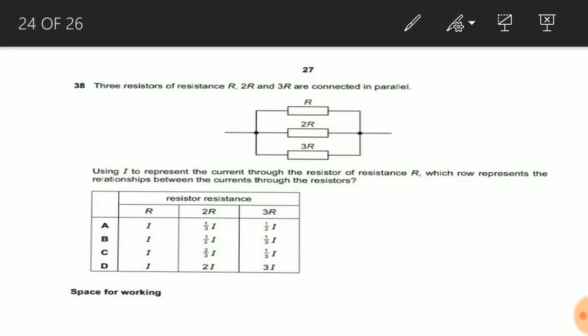This is also an important question for you. Here is R, here is 2R, and here is 3R. They are in parallel combination. The basic feature of parallel combination is that voltage across R, voltage across 2R, and voltage across 3R must be the same. If voltage in R is some 5 volt and voltage in 2R is also 5 volt, voltage in 3R will also be 5 volt because they are in parallel combination.